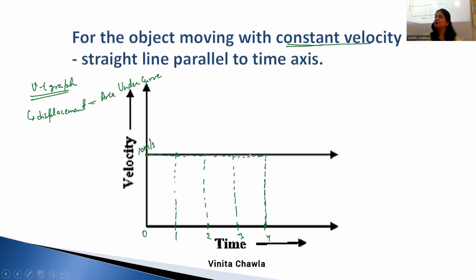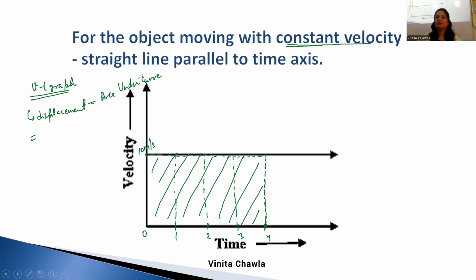So we need to find the area under the curve. How do we find it? We get a rectangle. So this is a rectangle. In 4 seconds, we get this rectangle. Displacement is the area under the VT curve, the area under the velocity time curve.